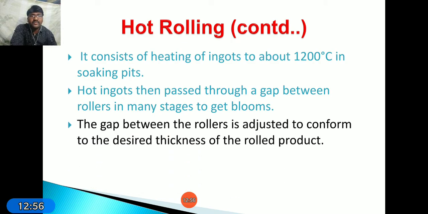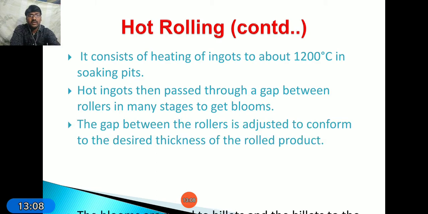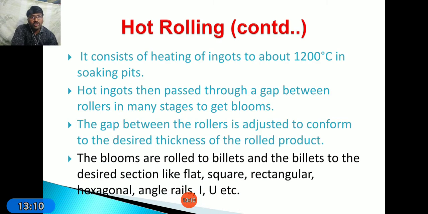Next, the gap between the rollers is adjusted to conform to the desired thickness of the rolled parts. Based on thickness, we have to adjust the roll gap, that is, the gap between the two roller surfaces. Next, the blooms are rolled to billets, and the billets to the desired sections like flat, square, rectangular, hexagonal, and angle rails, I, U, etc. These are the different shapes that can be made by using the rolling process with blooms and billets.